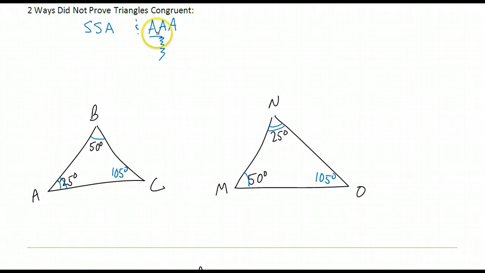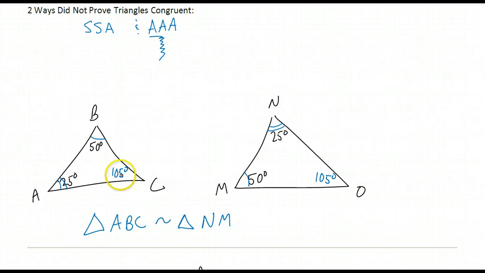Now, if you remember, when we looked at angle, angle, angle, it didn't prove triangles congruent. What it actually did was prove triangles similar. So these 2 triangles aren't congruent. They're actually similar. Triangle ABC is going to be similar to triangle... Now I need to name the second triangle in the correct order. A corresponds to N, B corresponds to M, and C corresponds to O.